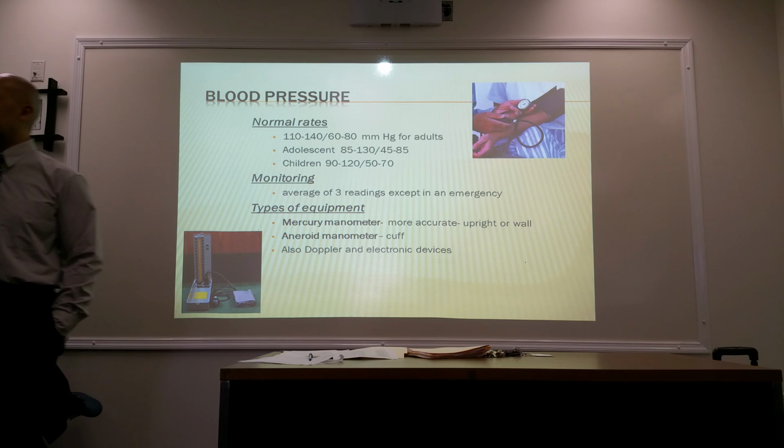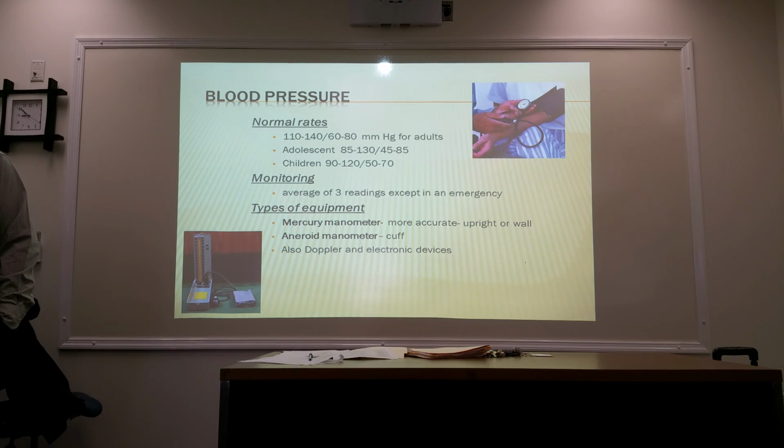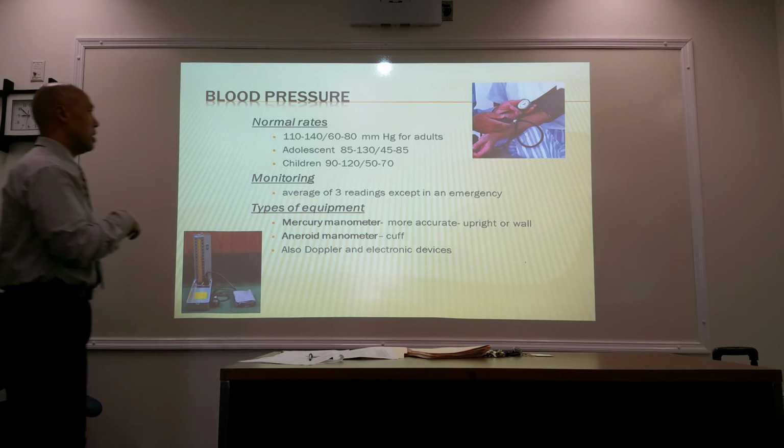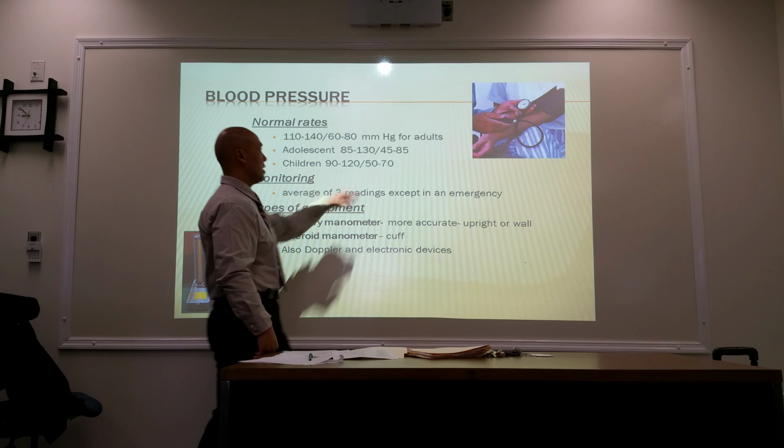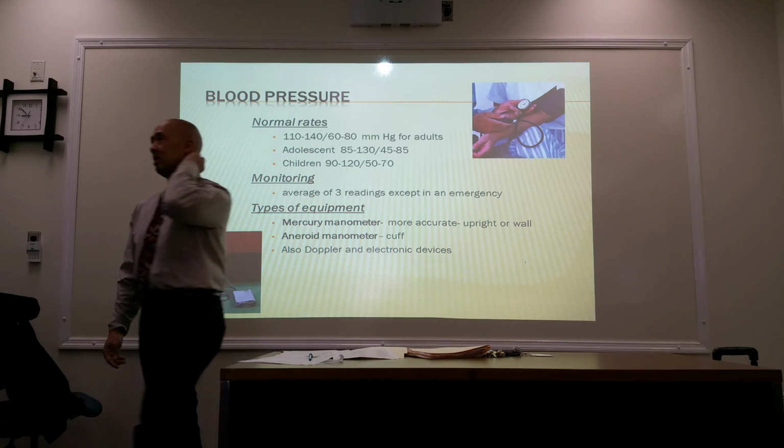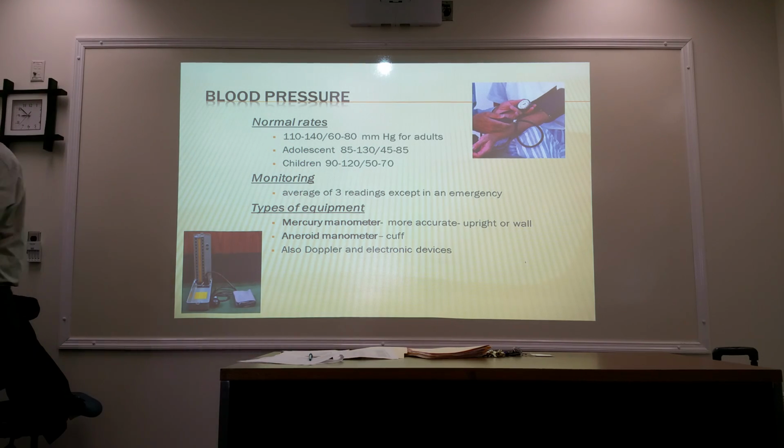Normal rates is 110 to 140 over 60 to 80. Again, systolic over diastolic. These are for adults. Okay. This is measured in millimeters of mercury. Adolescents is going to be a little bit lower, whereas in children it's going to be slightly higher.